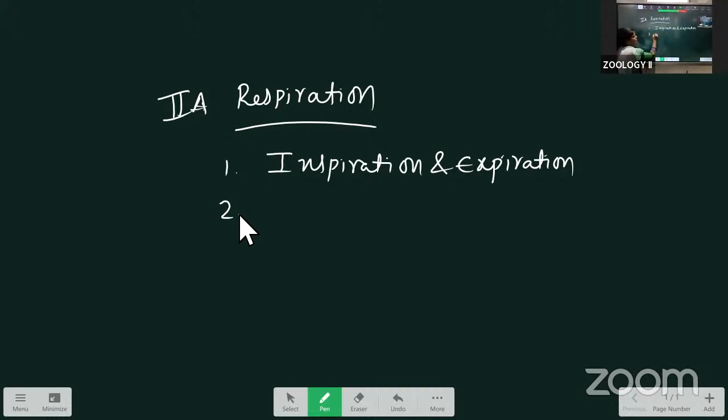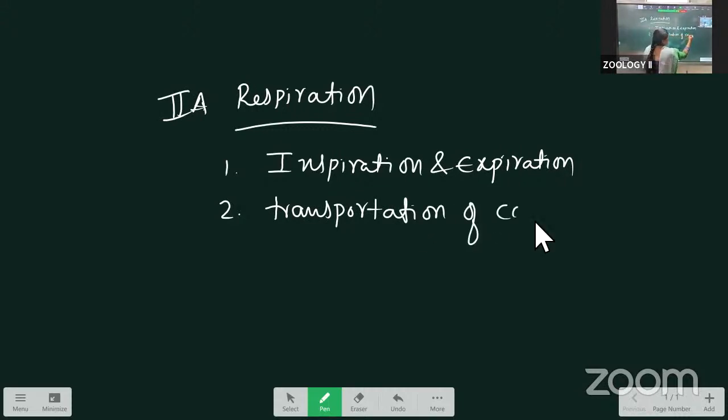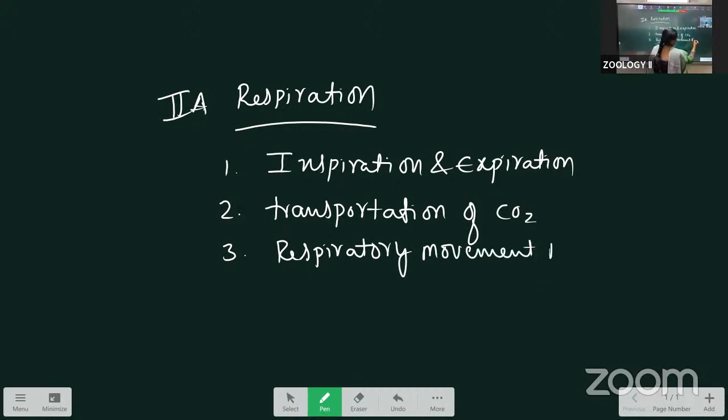Next, second one is transportation of CO2. Next, third one is the respiratory movement regulation. Regulation. Respiratory disorders.